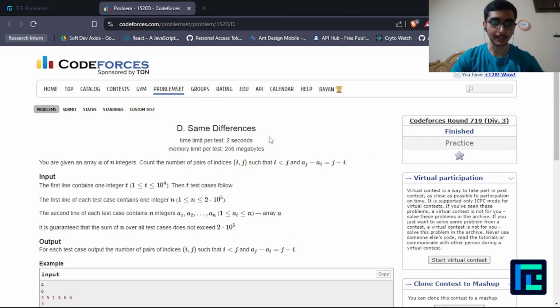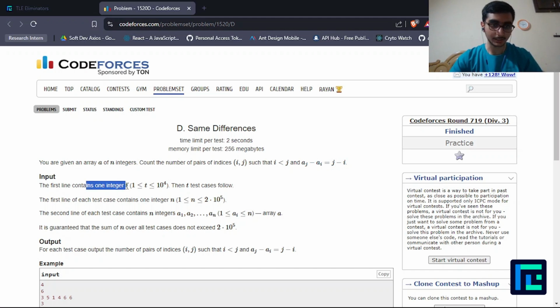The problem statement is as follows. You are given an array of n integers. Count the number of pairs of indices i, j such that i is less than j and aj minus ai is equal to j minus i. Now the input format is as follows.